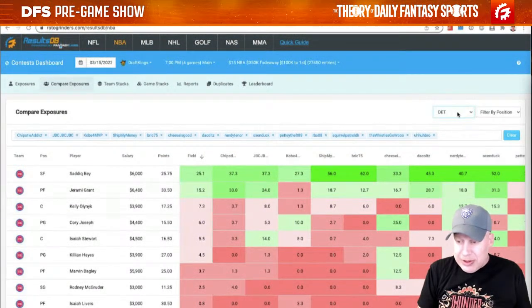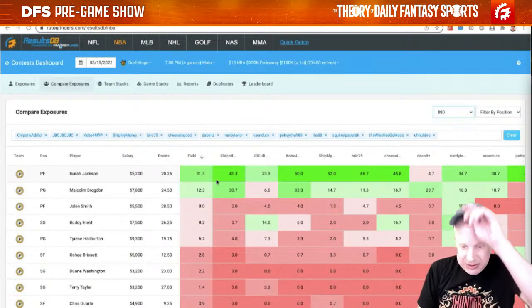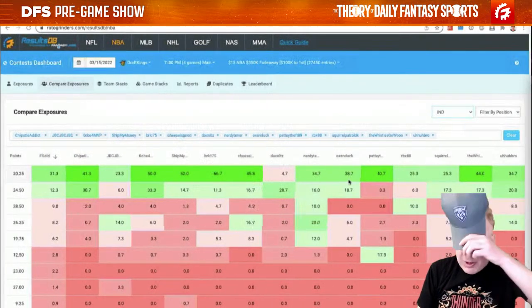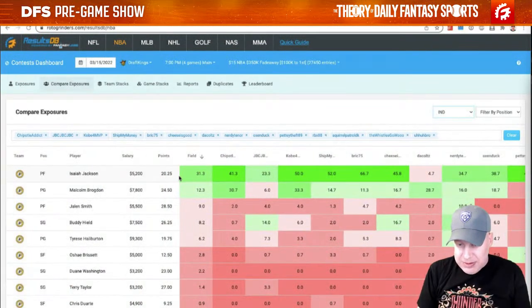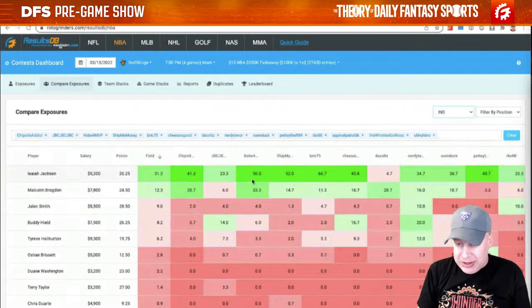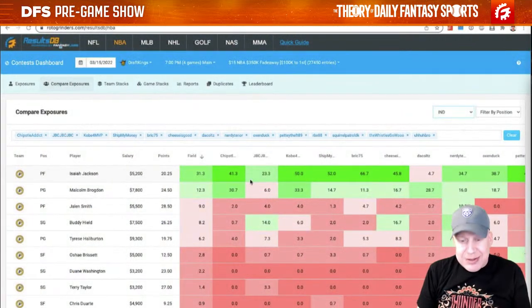It worked out. Then we take a look at the Pacers. Isaiah Jackson, 5,200. For the most part, other than the Colts with like 4%, pretty much, he was 31% owned, and more people were over on that. Right? It doesn't matter what happened. This is why you review it like this. Like, well, who did well and what did they play?